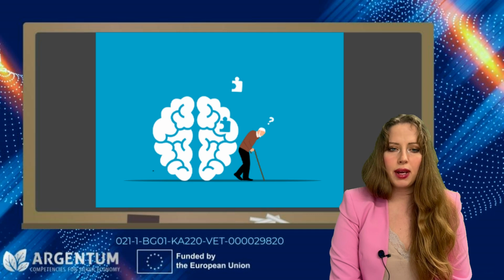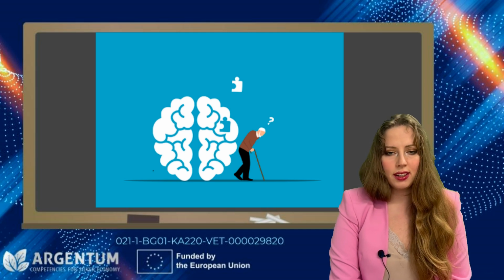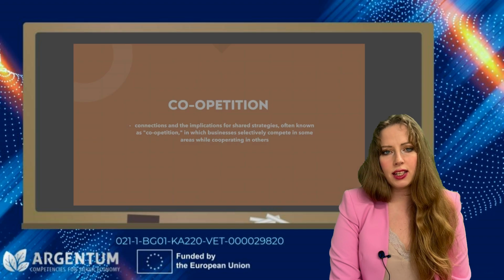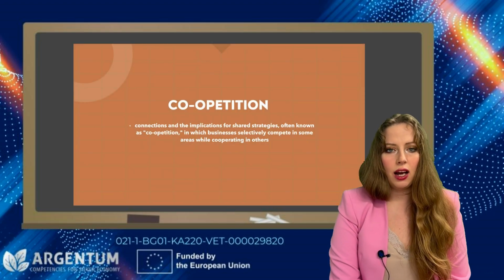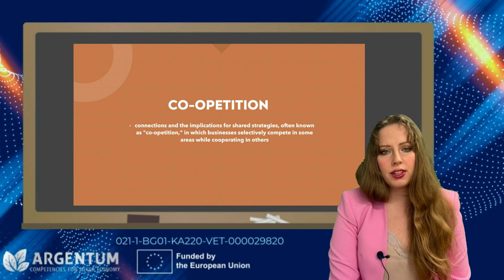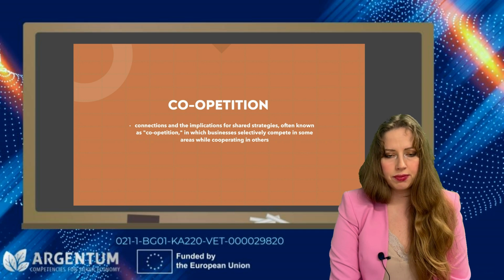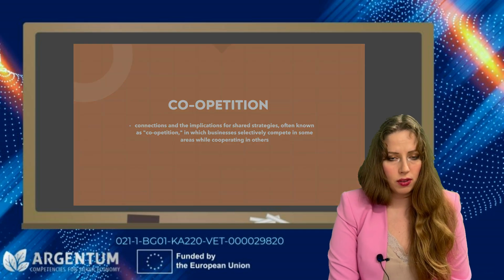These connections can be made through associations, lobbying, turnover, and staff exchange. Also, cooperative marketing can be exploited, training, research projects, and partnerships between buyers and suppliers. Focusing on company connections and the applications for shared strategies, often known as co-opetition, in which businesses selectively compete in some areas, like output markets, for instance, while cooperating in others. This is one of the distinctive characteristics of cluster analysis. Let's say joint training programs.